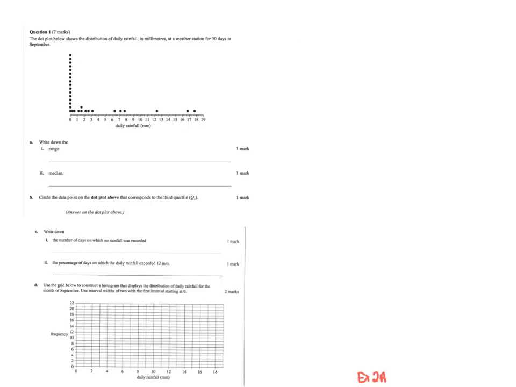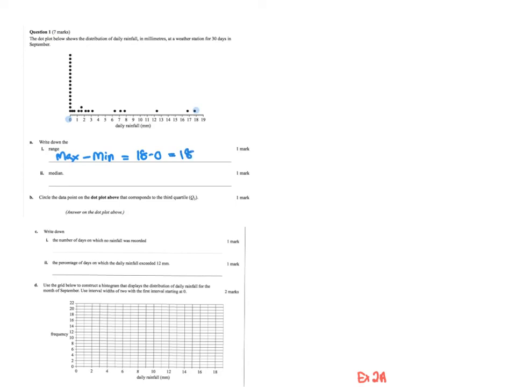Okay, so the dot plot below shows the distribution of daily rainfall in millimetres at a weather station for 30 days in September. Write down the range. So the range is max minus minimum. The range includes outliers, so it doesn't matter, whatever's the biggest, which is 18, and 0. So we've got 18 minus 0, so the range is 18.